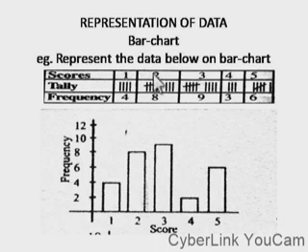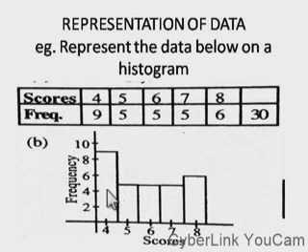Now this one represents the numbers: score 1, score 2, score 3, score 4, and score 5. Now how do we draw this? A bar chart has spaces between each of the boxes, but a histogram, as you can see here, has no spaces between them. They are very closely attached to each other. That is the one we call histogram.